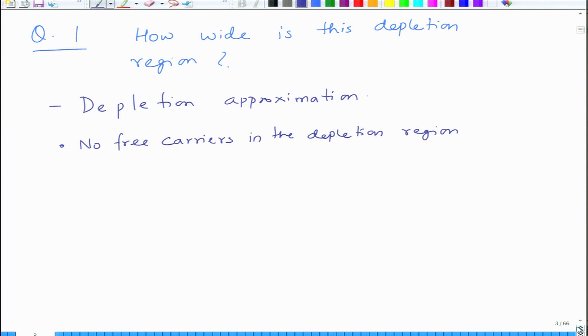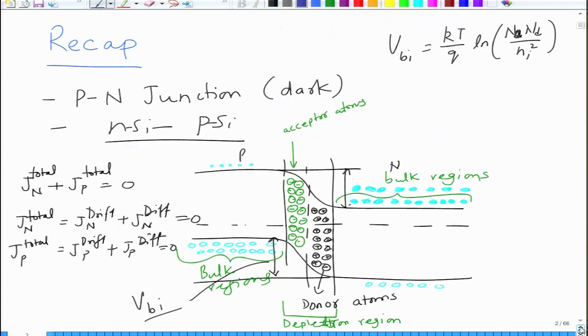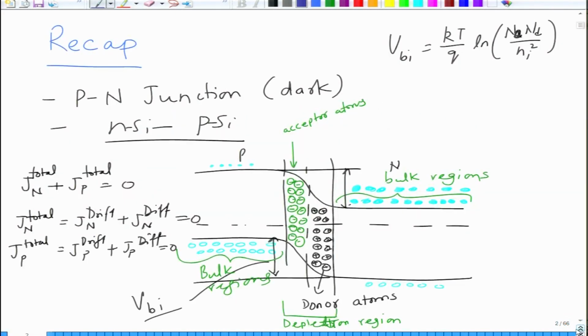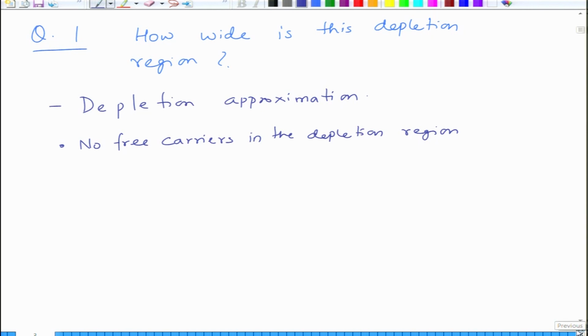By the way, if you want to do analysis of this, if you want to go into details of this, I would recommend you to go through the book. I'll write it here probably, I'll write it after this. So first is that there are no carriers in the depletion region.